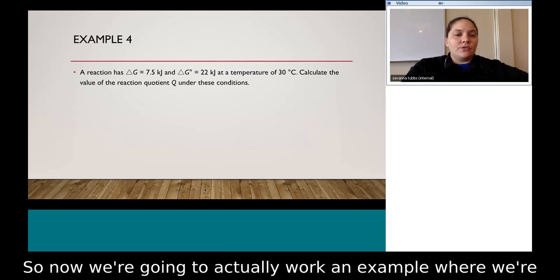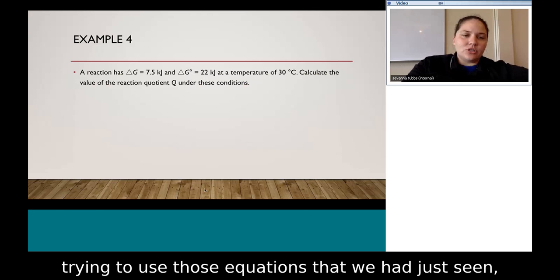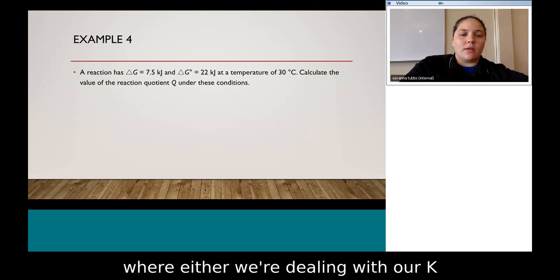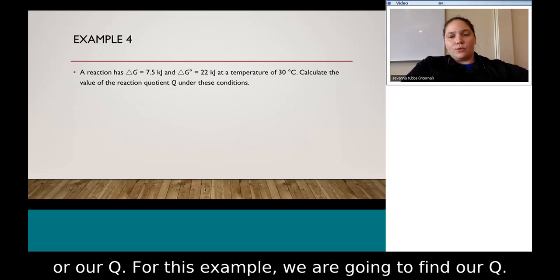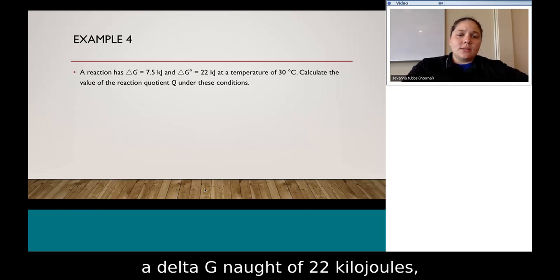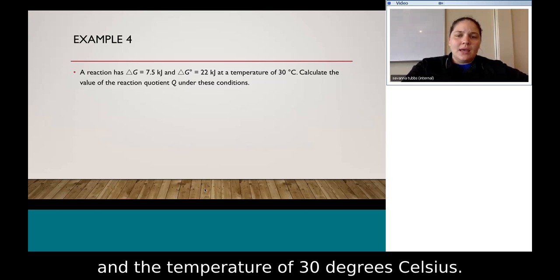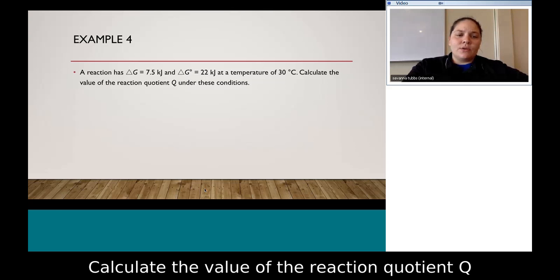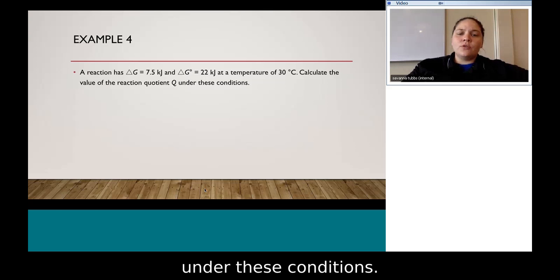So now we're going to actually work an example where we're trying to use those equations that we had just seen, where either we're dealing with our K or our Q. For this example, we are going to find our Q. So a reaction has a delta G of 7.5 kilojoules, a delta G naught of 22 kilojoules, and a temperature of 30 degrees Celsius. Calculate the value of the reaction quotient Q under these conditions.